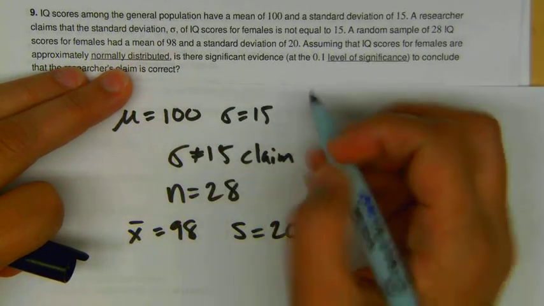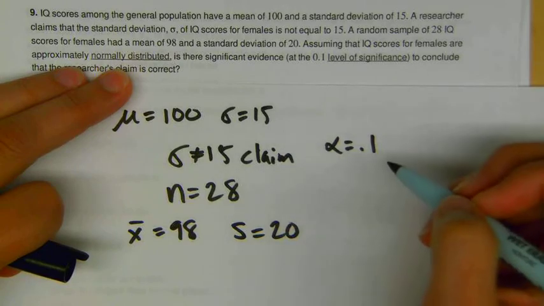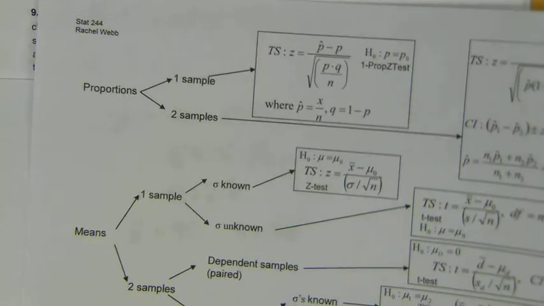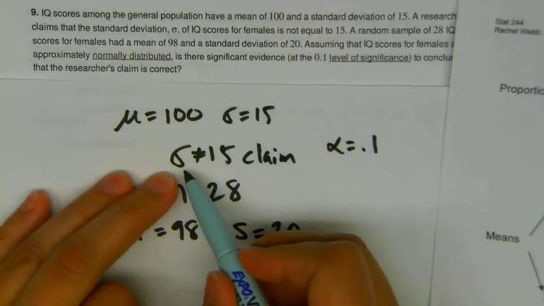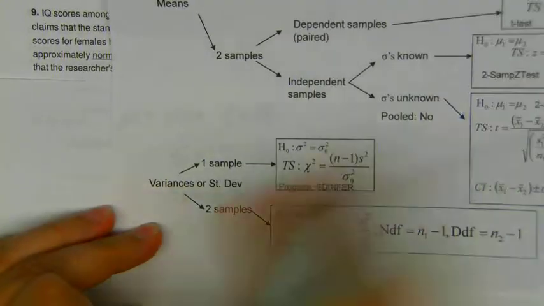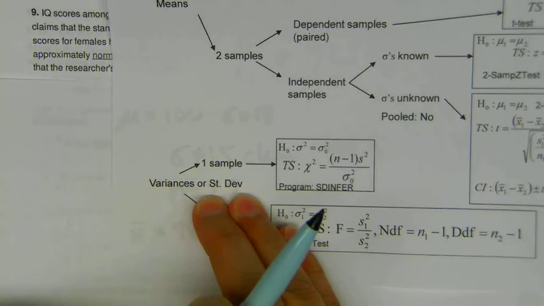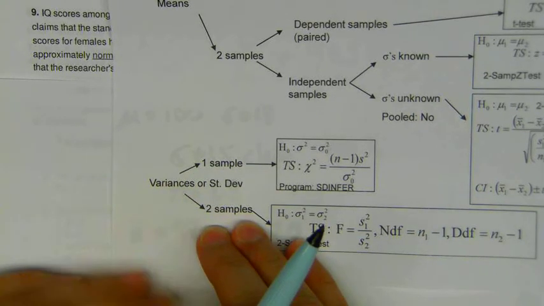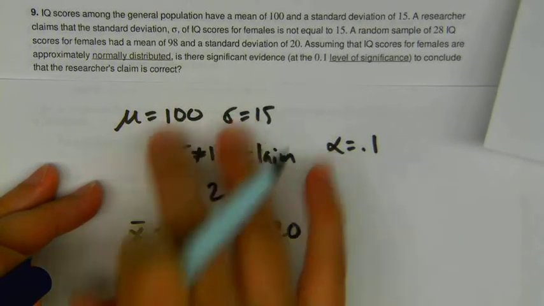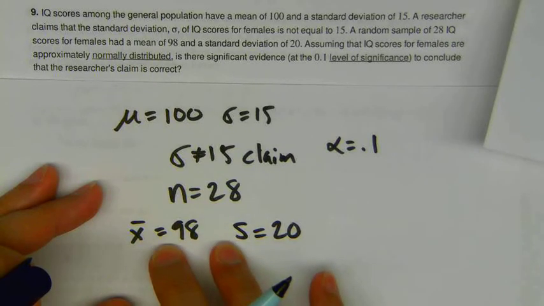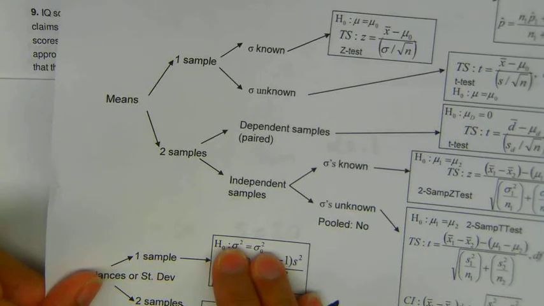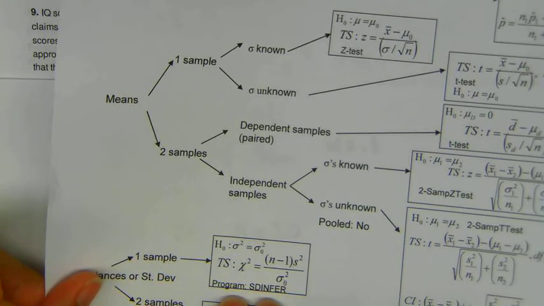This piece right here gives us alpha. So we have alpha equals 0.1. That's our level of significance. With that, go to your flow chart and think: my claim was about a sigma, a standard deviation. On the left, there are proportions, means, variances, or standard deviations. So here I have standard deviation. Do I have one sample or 2 samples? If I go back, I only had 1 sample to deal with. They gave me a population, but that's not a sample. So I'm going to go up to 1 sample, and it says here's my test statistic, here's how I'd write my null hypothesis, and here's the shortcut program on my calculator.